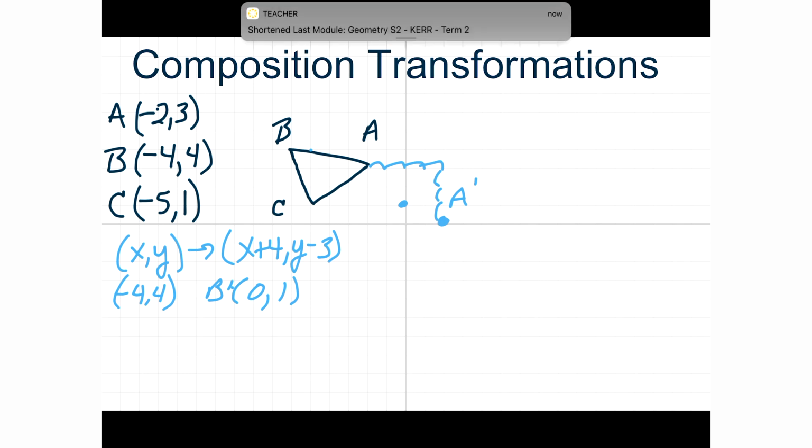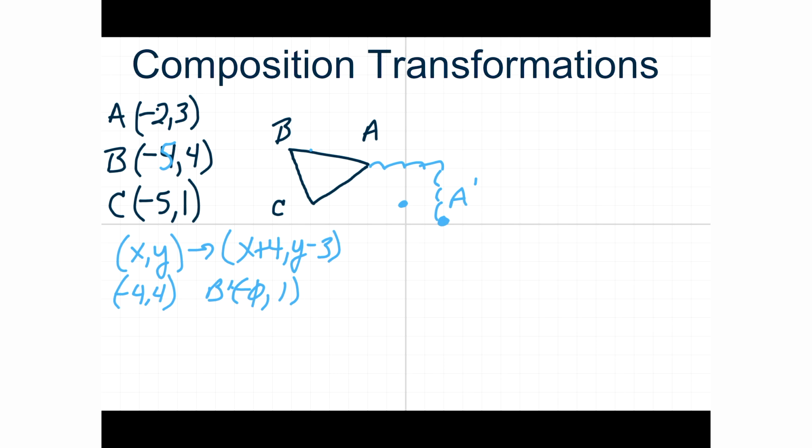Correction, my point for B is wrong. So it's at negative 5. So this is going to be at negative 1, 1. I had my point wrong. Okay, so here's B prime.